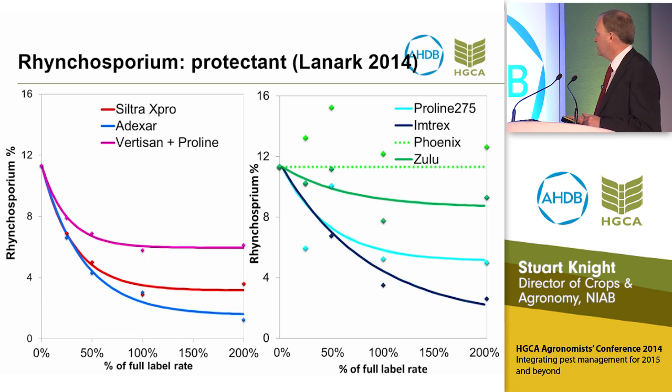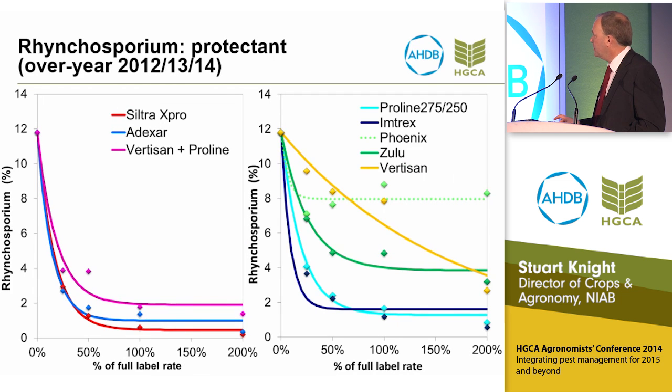So disappointing in 2014. In terms of our mixtures, our SDHIs, our Adexar and our Siltrex Pro, as we've seen in previous years, very closely matched, giving us very similar levels of control. However, our Vertizan Proline in 2014 was a little bit off the pace in terms of the level of Rhynchosporium protection. And really, if you compare it with the Proline line this side, we don't appear to be getting much more control than we were from just the Proline.